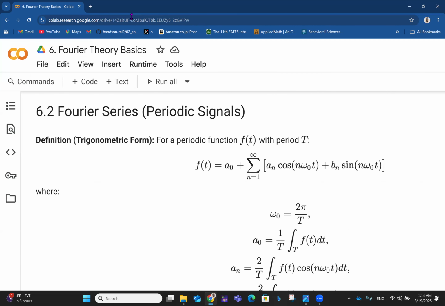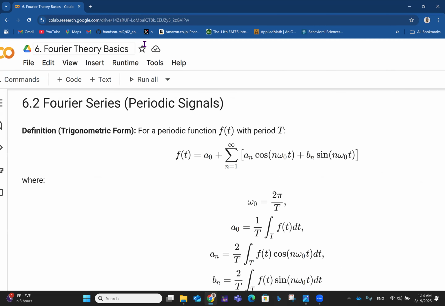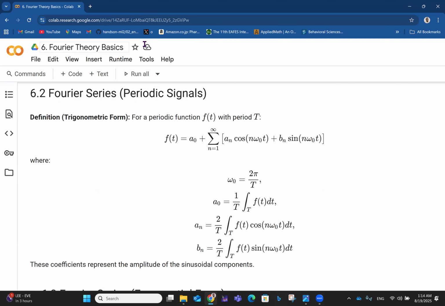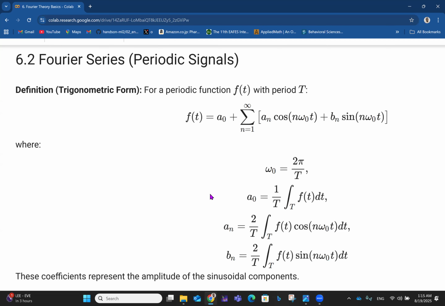Okay, let's go to Fourier series, talking about periodic signals now. First of all, the definition in trigonometric form for a periodic f of t is: f of t equals a naught plus the summation from n equals 1 to infinity of an cos n omega naught t plus bn sin n omega naught t. So for any function f of t with period T, you can express it this way in Fourier form, where omega naught is 2 pi over T, right?